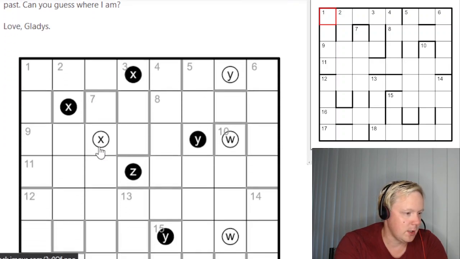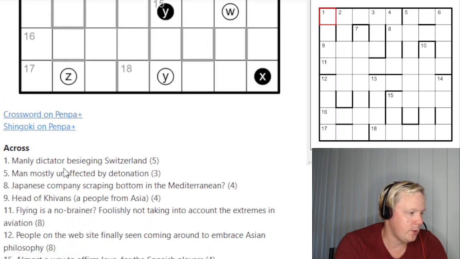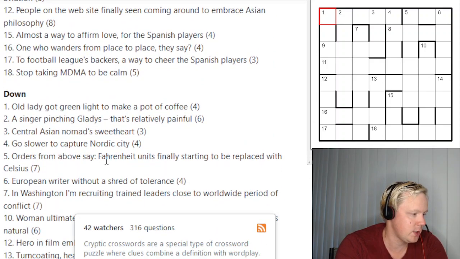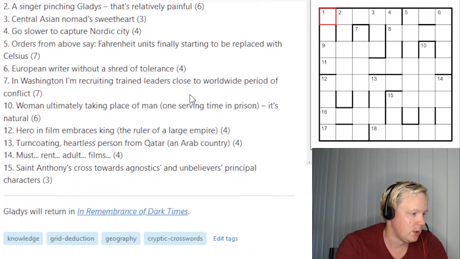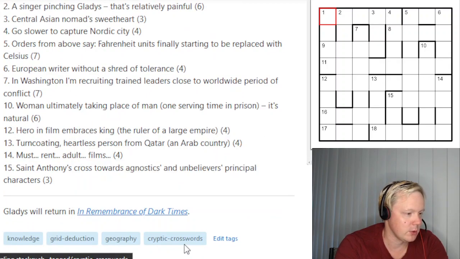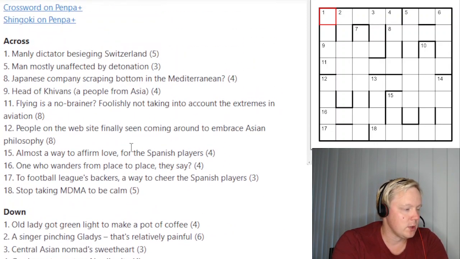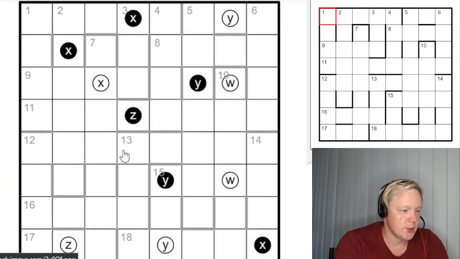Now we have two puzzles again. So below the grid we have some cryptic clues. Notice these enumerations here. Also, if you're not sure what type of clues they are, it says cryptic crosswords in the tag. So we need to solve a cryptic crossword and the shingoki.